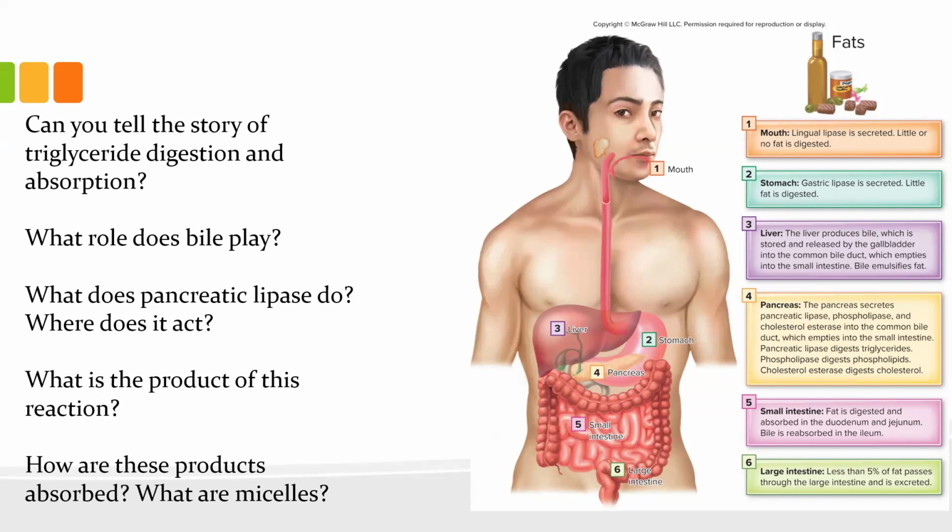But remember, the digestion story starts at the mouth. Lingual lipase is secreted, but little or no fat is digested. Once you get to the stomach, gastric lipase is secreted and a little bit of fat is digested. Then the liver is going to come in and produce bile stored in the gallbladder. And then the gallbladder releases it into the bile duct, along with enzymes from the pancreas. And all of that is going to go and meet in the small intestine to digest and absorb the particles into the duodenum and the jejunum. Bile then gets resorbed in the ileum and goes back to your gallbladder.